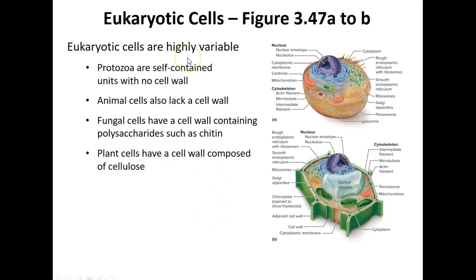Eukaryotic cells, as it says here, are highly variable. The major two differentiating characteristics are animal versus plant cells, although you can also have accompanying differences with the fungal cells. The animal cells have no cell wall. Both fungal and plant cells have cell walls, but they're composed of different polysaccharides. The fungal cell walls contain a polysaccharide called chitin, while plant cells contain a cell wall composed of cellulose.